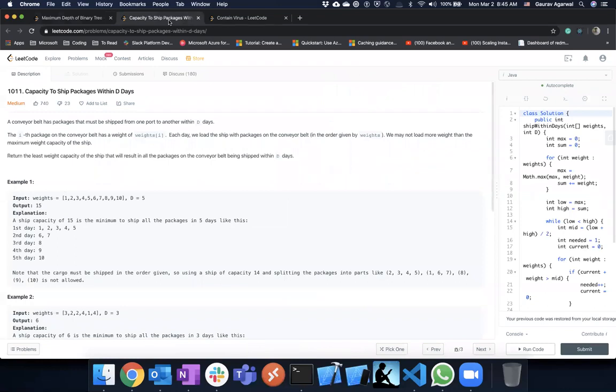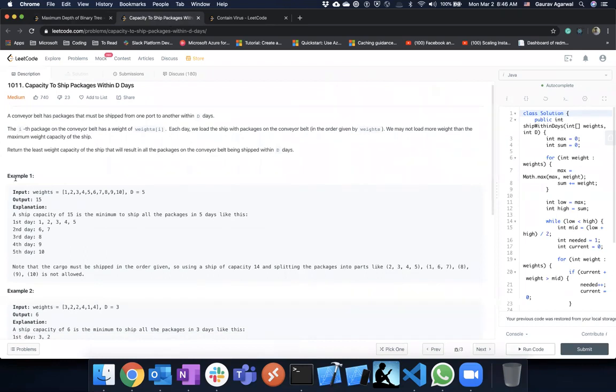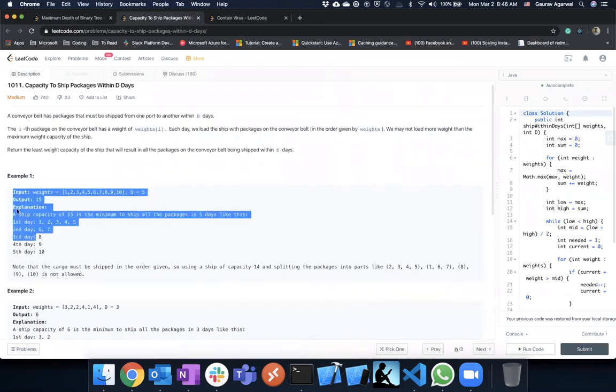Next problem, which is capacity to ship packages within D days. Okay, this is one of the interesting problems. So I will take example one to go through the question, and then we can talk about the approaches.